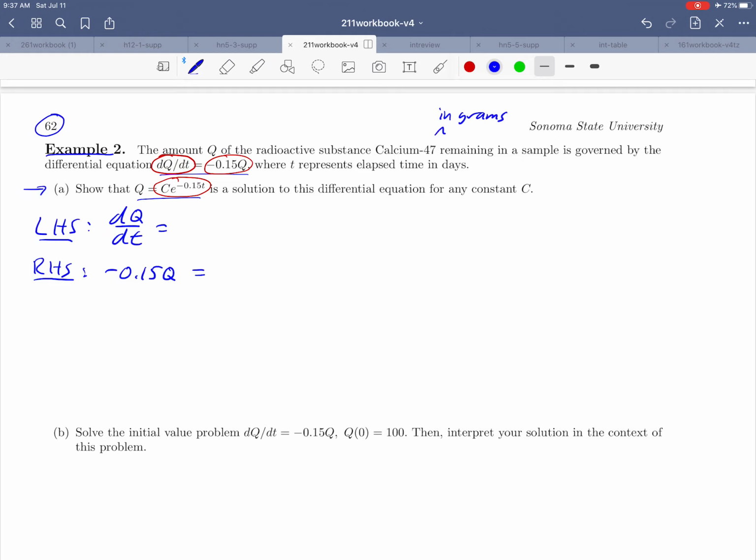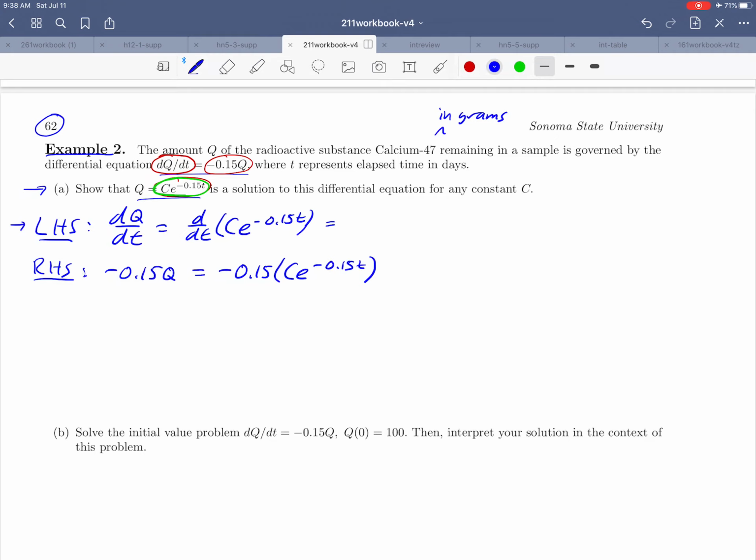And the idea is to get started by just substituting in the value of Q to the left and the right, and here's the value of Q, Ce^(-0.15t). So we'll do that in both places. And it's our job now just to do the calculations and see if we get the same thing for the left and the right-hand side. So let's start with the left side.